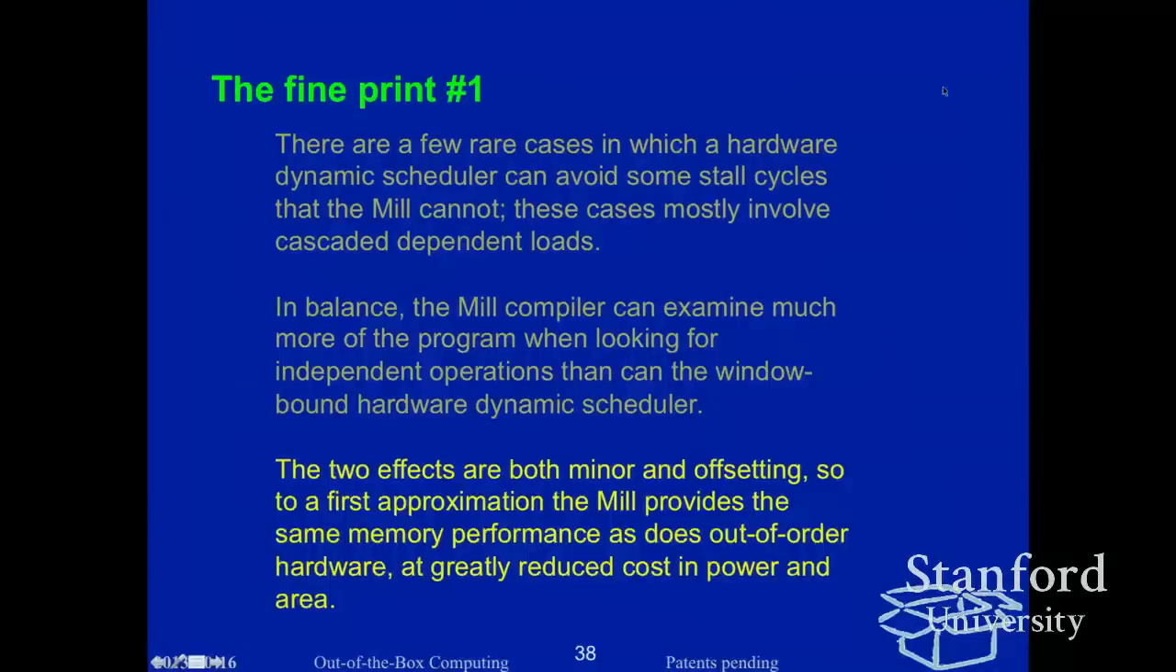These two effects are both minor, and they're offsetting. So to a first approximation, the Mill memory access is essentially equivalent in performance to the dynamic out-of-order superscalar which this laptop uses. However, the power and area and complexity cost is vastly less.